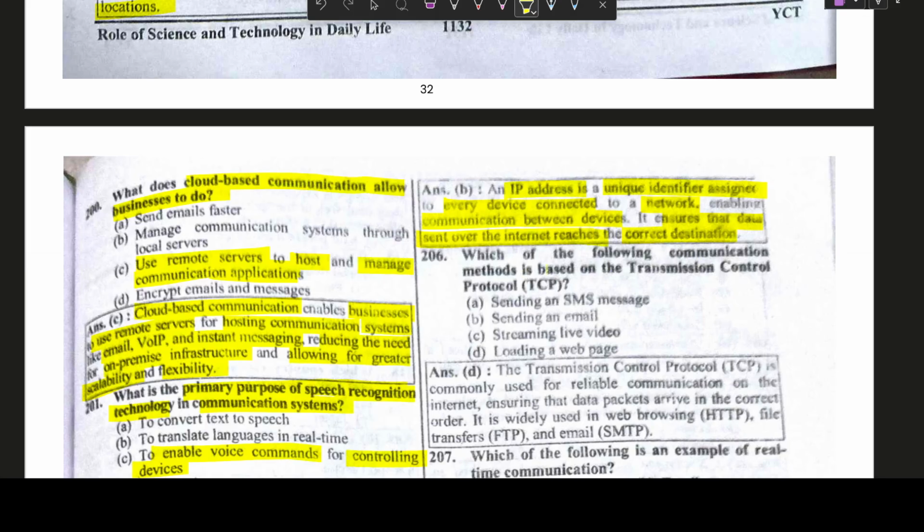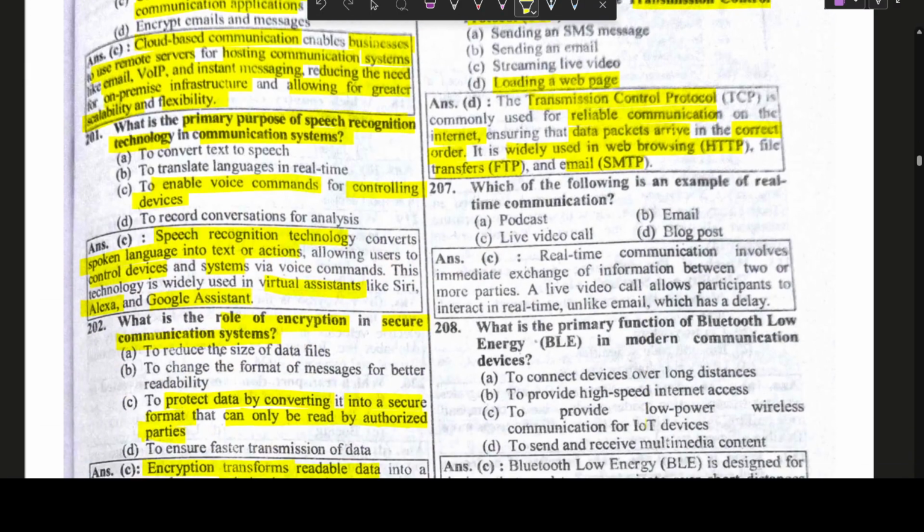Which of the following communication methods is based on transmission control protocol? The answer is loading web pages. The transmission control protocol is commonly used for reliable communication over the internet, ensuring that data packets arrive in the correct order. It is widely used in web browsing, HTTP, hypertext transfer protocol, file transfer protocol, and email.